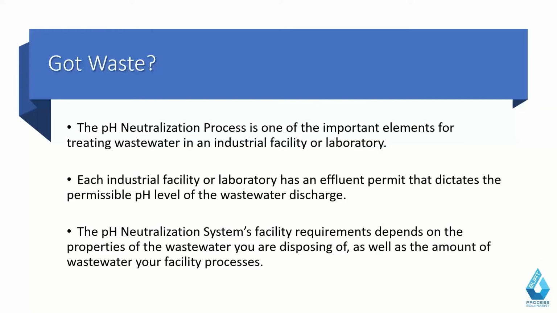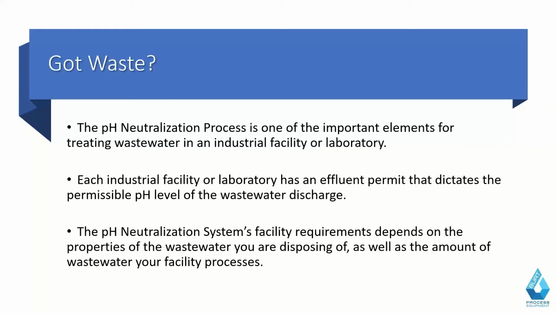And the waste is really an important part. It's not so much an afterthought, but something that needs to be taken into consideration when designing any kind of lab or industrial facility. Your permit levels in your area are going to dictate what level of treatment you need to get to, whether that's 6 to 9, 5 to 11, or whether you need more monitoring. Ultimately, what you have in your system dictates the sizing of your actual system as well as your flow rates.